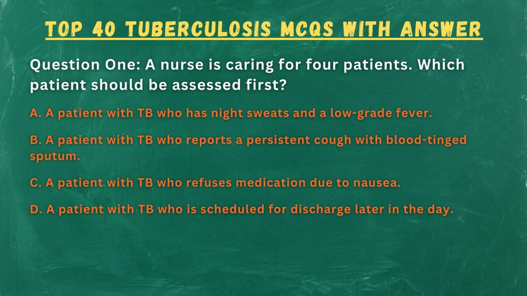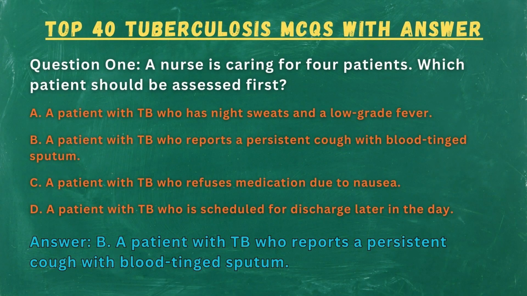C. A patient with TB who refuses medication due to nausea. D. A patient with TB who is scheduled for discharge later in the day. Answer: B. A patient with TB who reports a persistent cough with blood-tinged sputum.